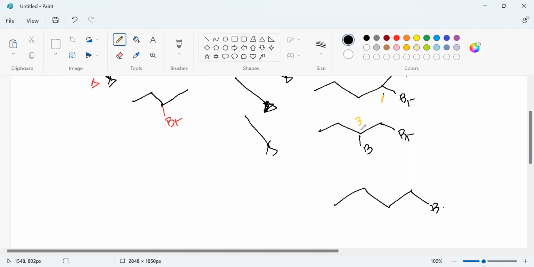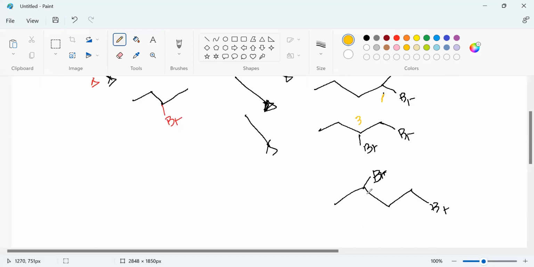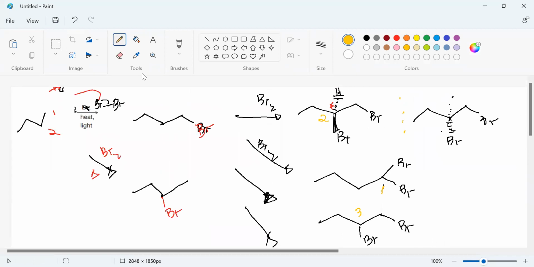You have your bromine here on carbon 3. And if you have bromination on carbon 4, you can also have your bromine here on carbon 4, but you can see that carbon 4 is actually chiral here. So you actually get an enantiomer here. This is the way to write the enantiomer.